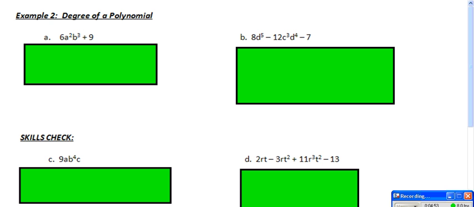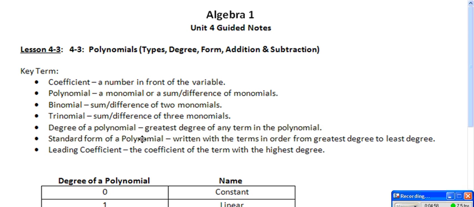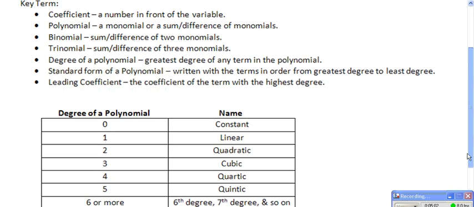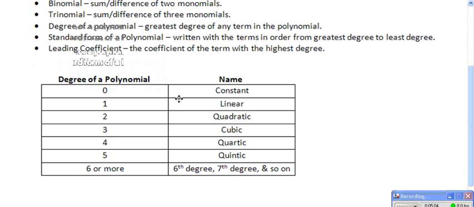In example 2, we're going to find the degree of a polynomial. Remember, the degree of a polynomial is the greatest degree of any term in the polynomial. You can also reference this chart. Here are your degrees of a polynomial: 0, 1, 2, 3, 4, 5, and 6 or more. That's just the degree. On your assignment, I know you're eventually going to have to name it. So once you find the degree, you will need to name it. And here are the names of the specific types of polynomial.